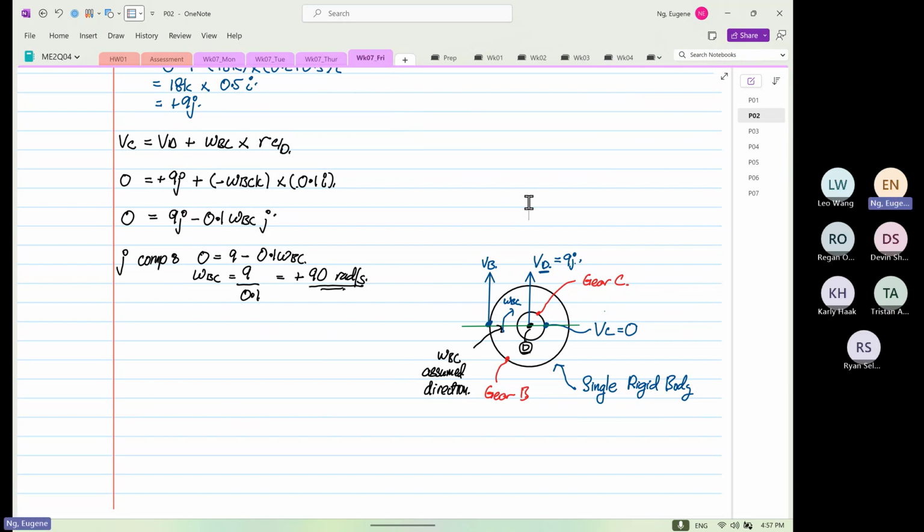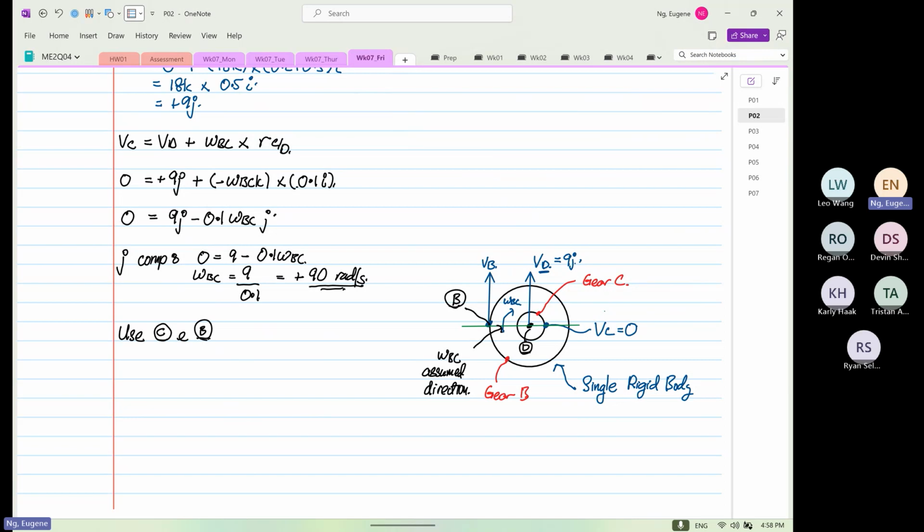point C and point D. Sorry, point C and point D. Okay, we're going to use point C and point B. Okay, so this over here is also my point B. Okay, so we're going to form the equation over there.